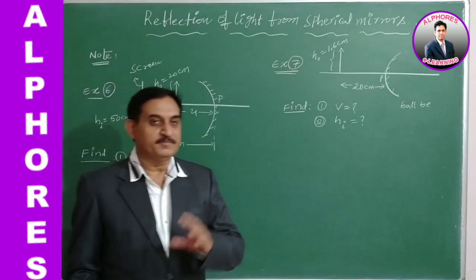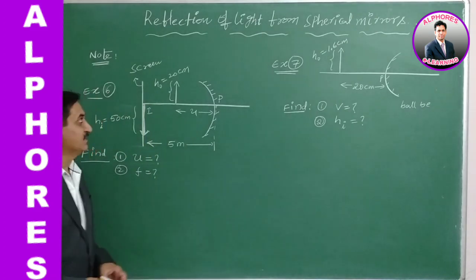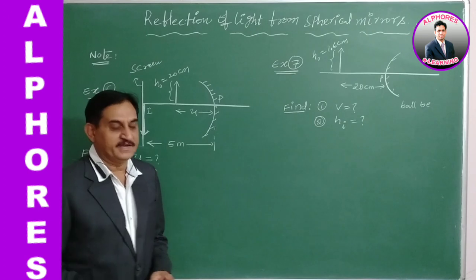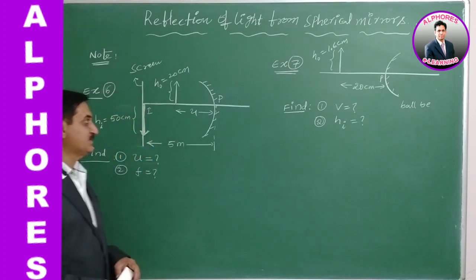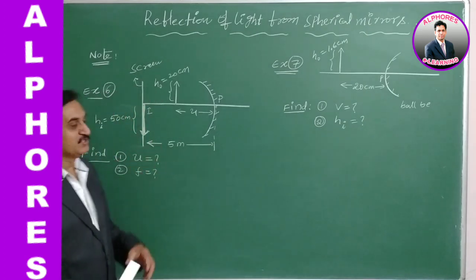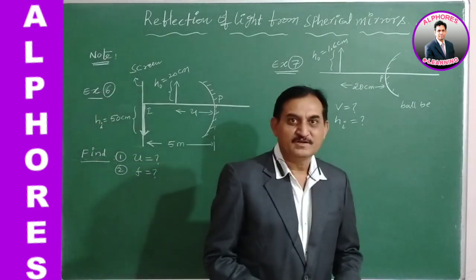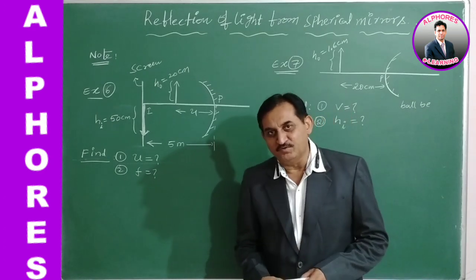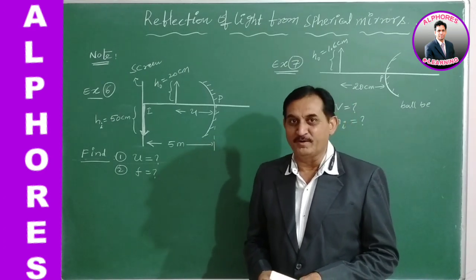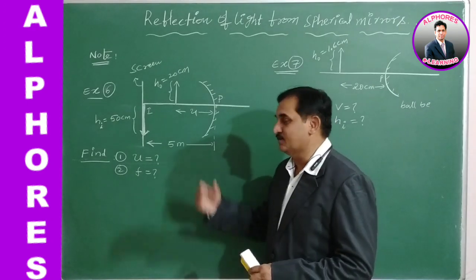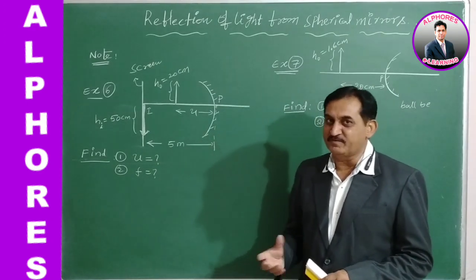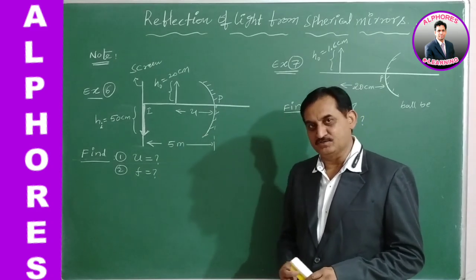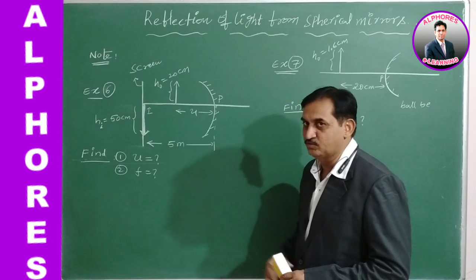Again, we are coming back to our chapter, reflection of light from spherical mirrors. And again, we are going to discuss some problems related to spherical mirrors. So here is our first problem. We already finished 5 problems, and we are moving on to the 6th one. Previously we discussed 5 problems on spherical mirrors. Now it is the 6th one.